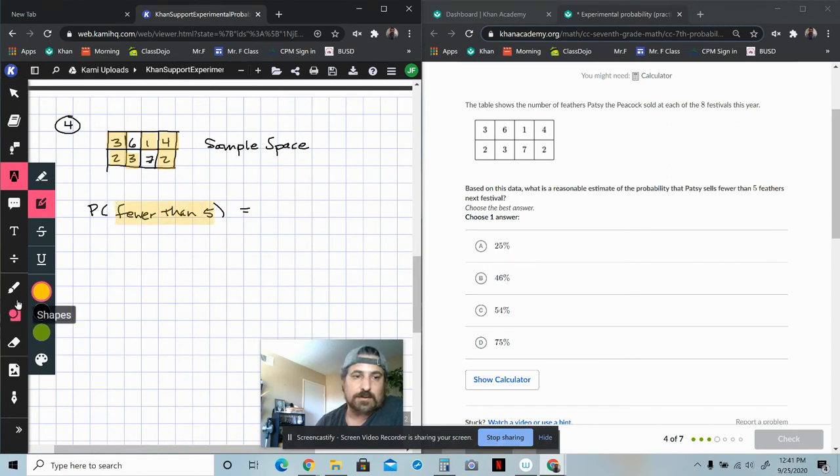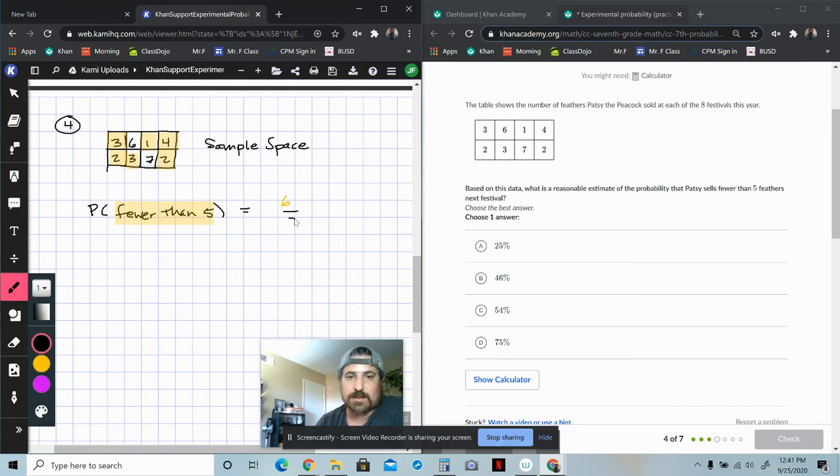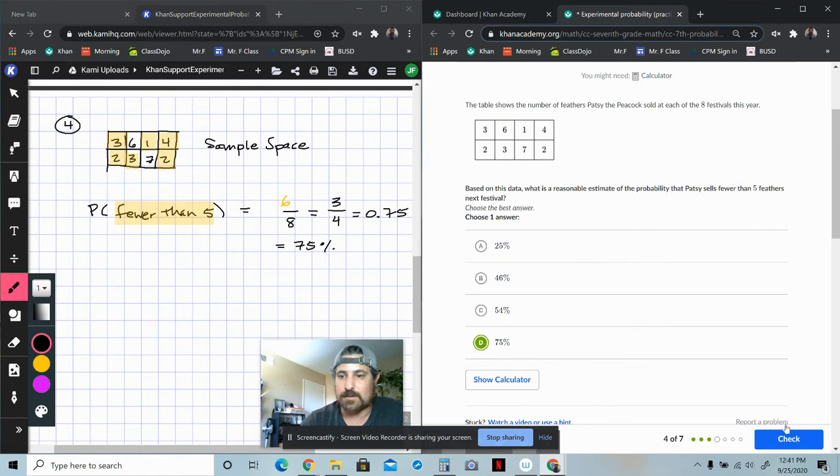So now we can go in here and we can say that the answer is going to be 1, 2, 3, 4, 5, 6 times that occurred out of the total number of festivals, which was 8, right? So 6 out of 8 is the probability we're working with here, which is 3 out of 4, which is 0.75, or 75% chance. So it's likely that she's going to do something that is less than 5, right? And that's what I would say the answer is.